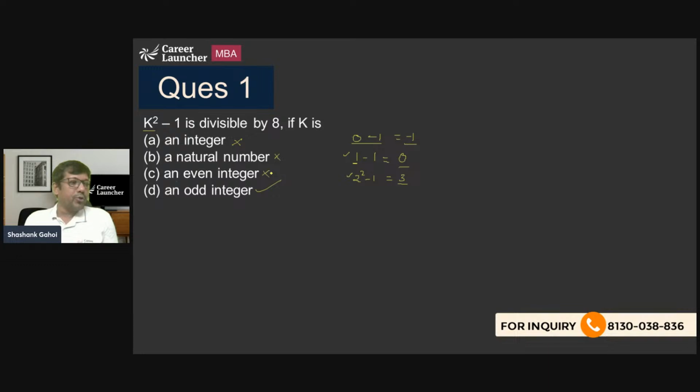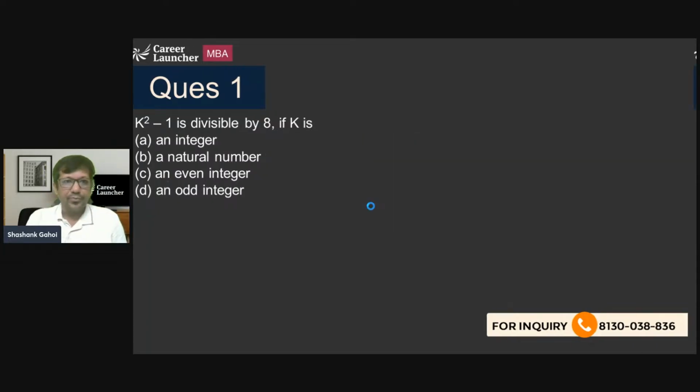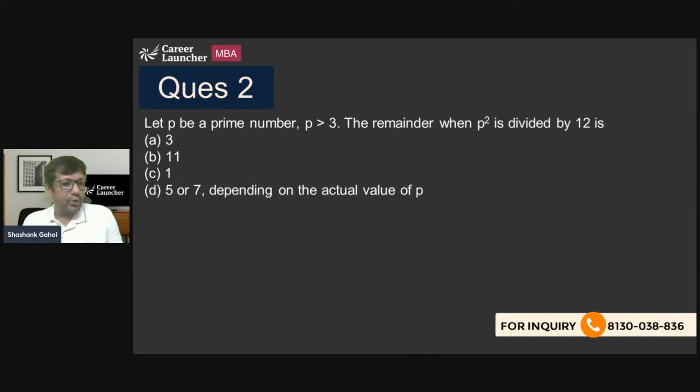I'm just going to plug in the values of k: k0, k1, k2, k3. Even if you put k equal to 3, 3 square is 9, and 9 minus 1 is 8. Is 8 divisible by 8? Yes. So it is true for odd integers, but not for all integers, not for natural numbers, and not for even integers. So the answer of this question is option A: k has to be an odd integer. Now let's move on to the next one.